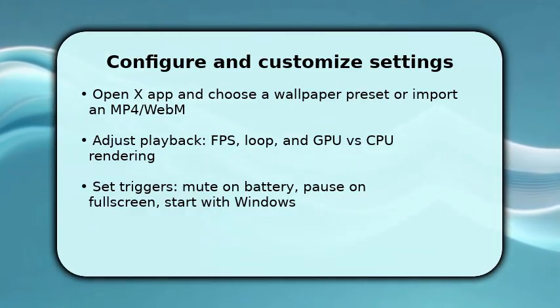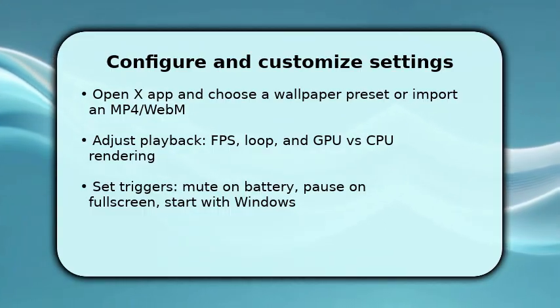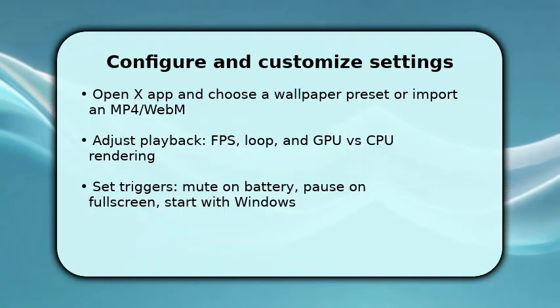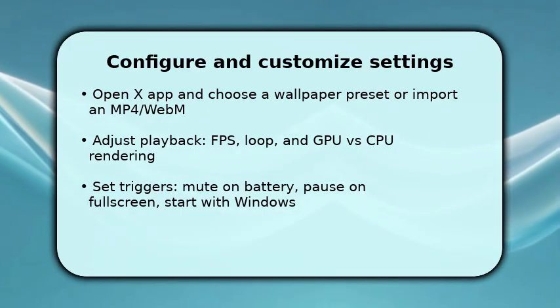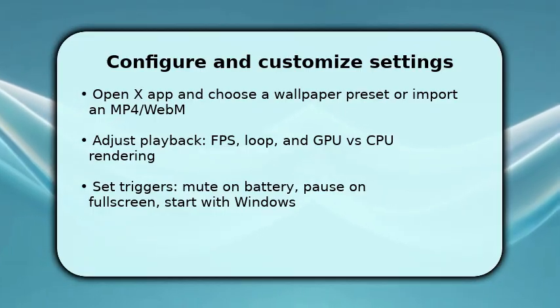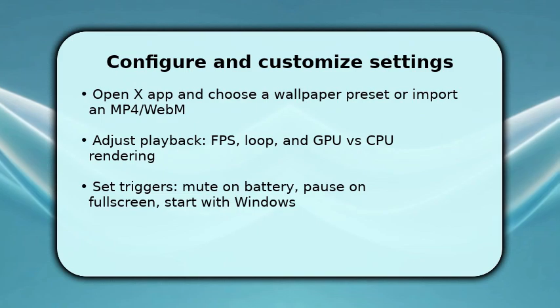Next, bind triggers. Pause on full-screen apps and mute when on battery to preserve power. Make changes incrementally and test for 30-60 seconds to judge impact on CPU and thermals. This approach balances aesthetics with system stability.